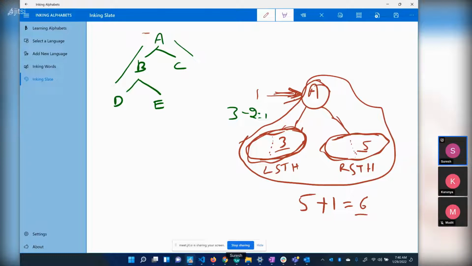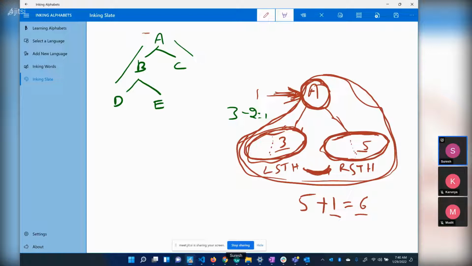Right? So if you want the height of the subtree which includes A, this is the subtree. Let's assume that this is not the full tree. This is also a subtree. If you want the height of this subtree, where you include A, what we need to do is calculate the height of the left subtree, calculate the height of the right subtree, take the maximum out of these two and add 1. That is the whole logic of finding the height.